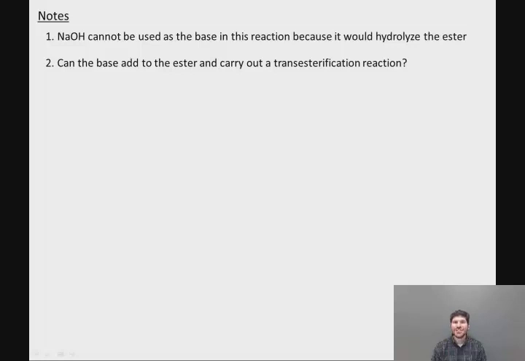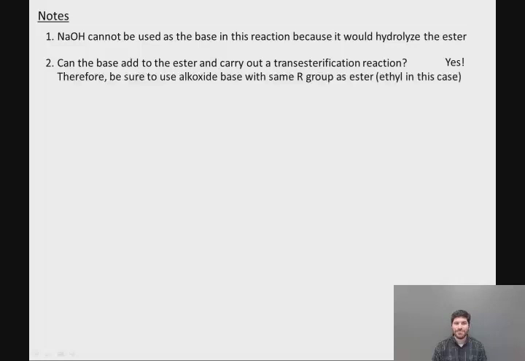Now, the next question is, even if we are using ethoxide as a base, you have also seen reactions of esters with alkoxides. They are called transesterification reactions. So can't the base add to the ester and carry out a transesterification reaction? The answer is yes, absolutely. That can happen, and that does happen.